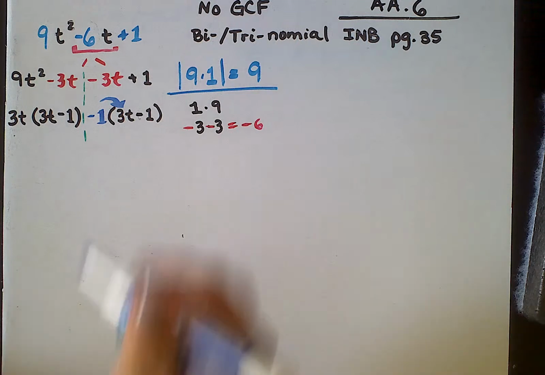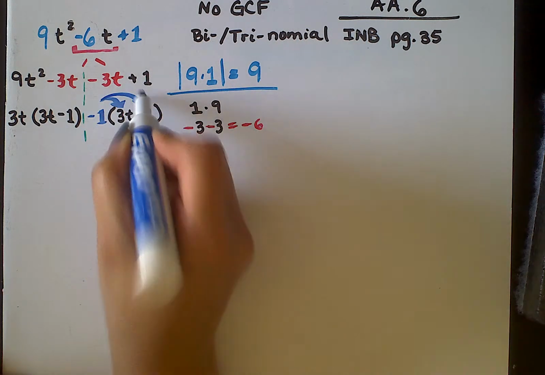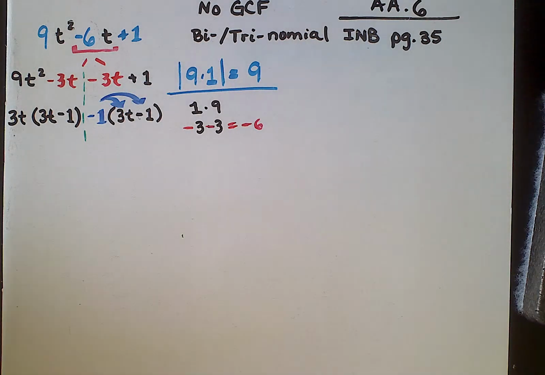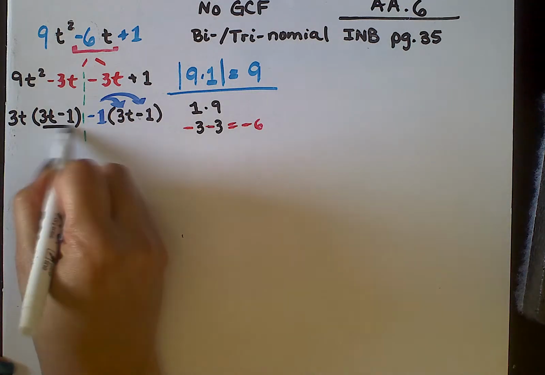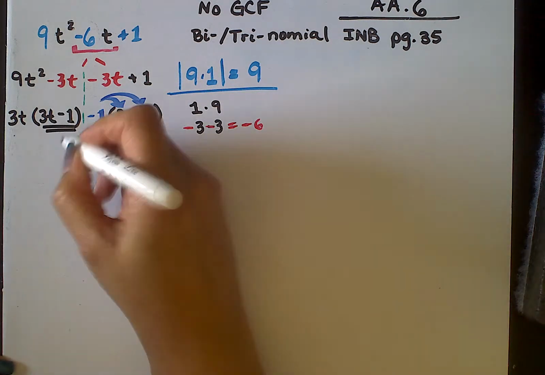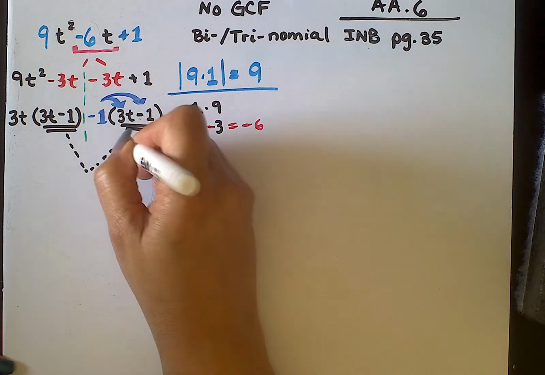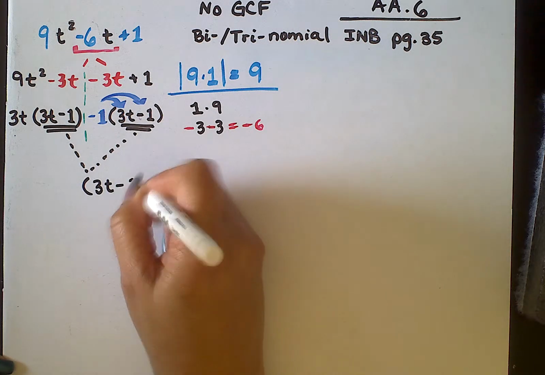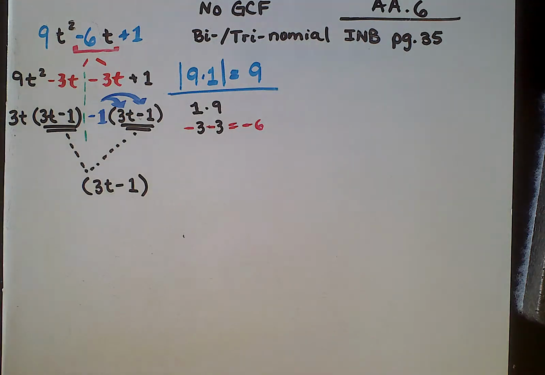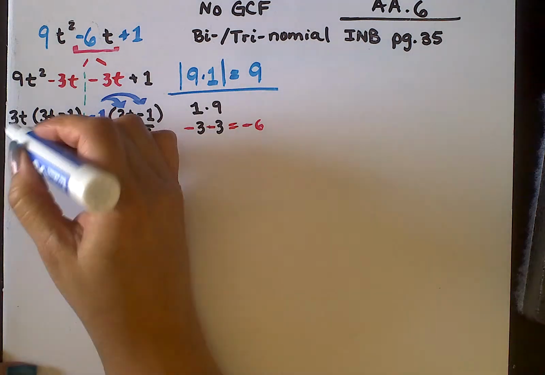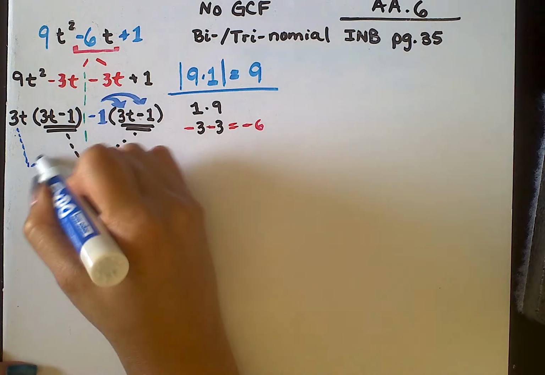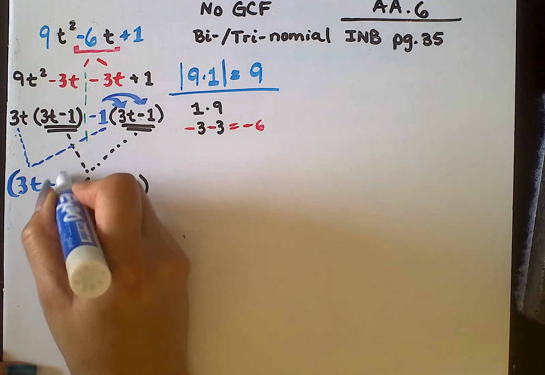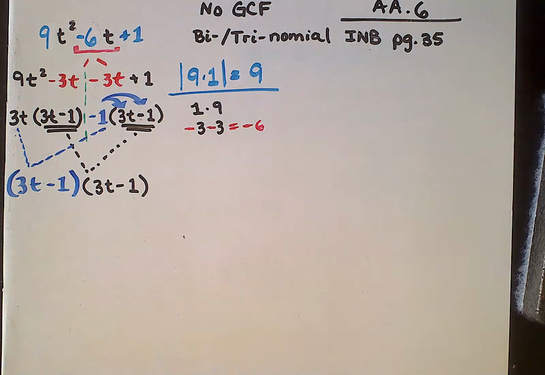And to double check that one there, negative 1 times negative 1 gets me a positive 1. So this is absolutely correct. Now, because this is the same, you're going to bring that down. That's going to be 3t minus 1. And then for my other factor, my binomial, I'm going to take down these 2 terms, which is 3t minus 1. Oh, well, it's actually the exact same thing, isn't it?